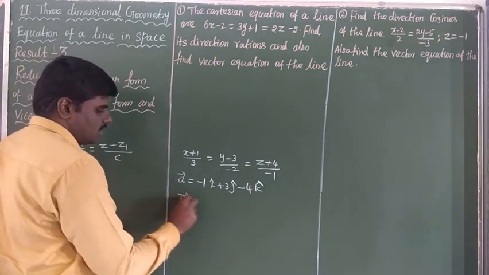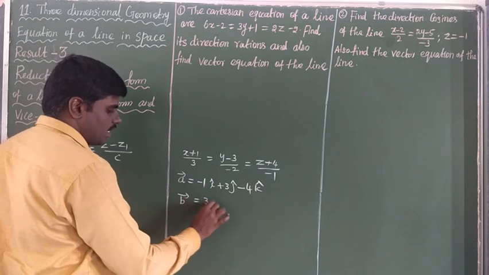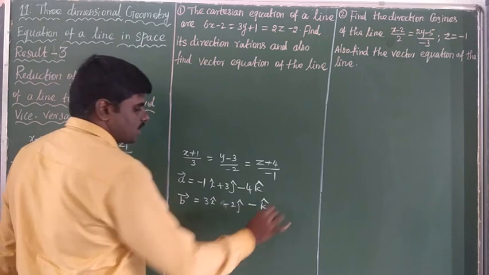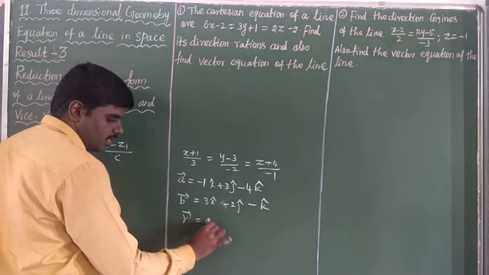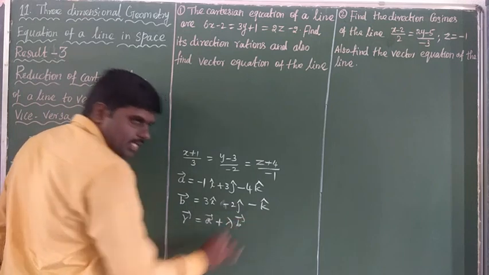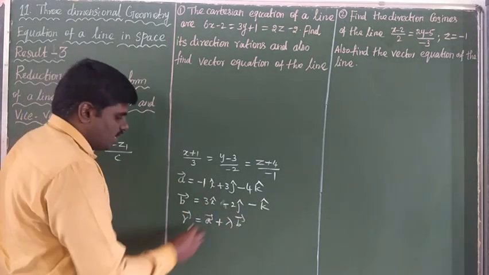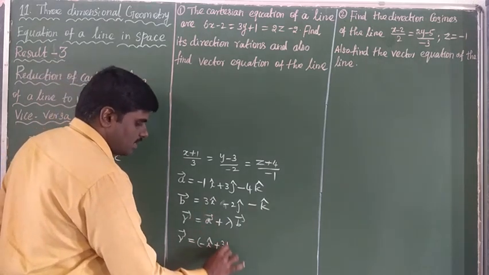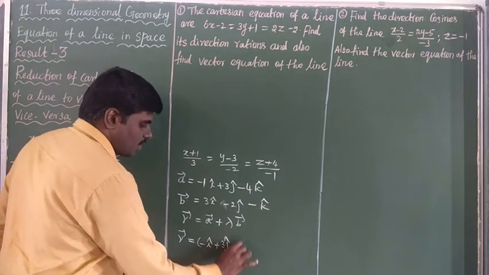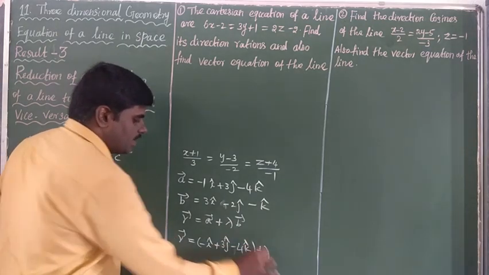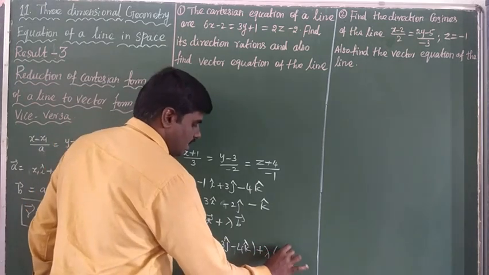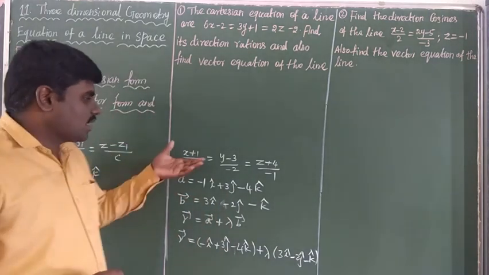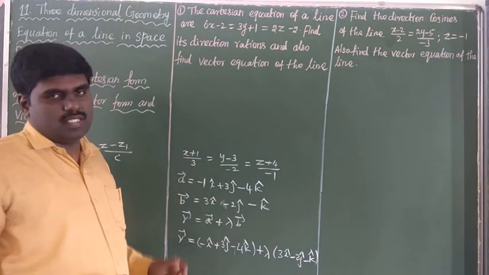Next, the b vector, that is the direction ratio. What is the direction ratio? 3 i cap minus 2 j cap minus k cap. Is that clear? So the vector form is r vector is equal to a vector plus lambda b vector. Just substitute the values: r vector is equal to minus i cap plus 3 j cap minus 4 k cap, plus lambda into 3 i cap minus 2 j cap minus k cap. This is the Cartesian form converted to the vector form of the straight line.